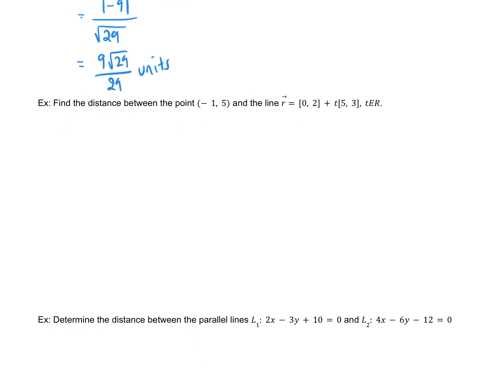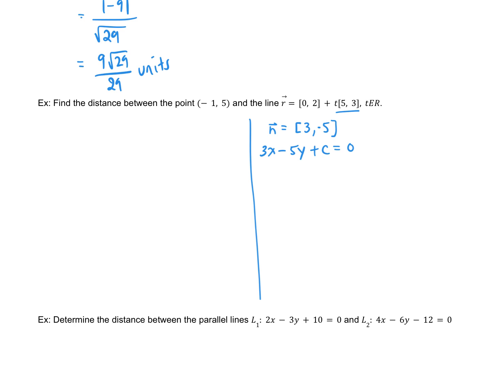What about finding the distance between a point and a line given as a vector equation? Well, if that happens, I need that Cartesian equation first. So we're given the direction vector. Our normal vector, we need to flip 5 and 3, so 3 and 5, and change one of the signs. There we go. It's like taking an opposite reciprocal of a slope. So we know our Cartesian equation will be 3x minus 5y plus some c value.